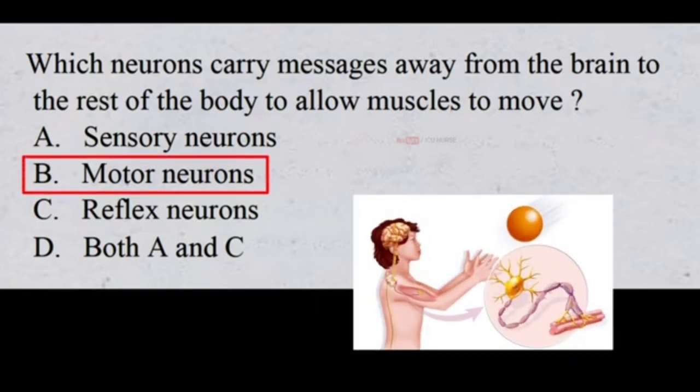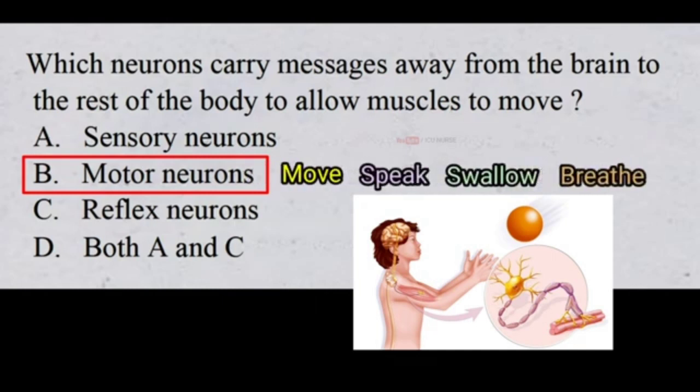Motor neurons are the cells in the brain and spinal cord that allow us to move, speak, swallow and breathe by sending commands from the brain to the muscles that carry out these functions. The nerve fibers of the motor neurons are the longest in the body. A single axon can stretch from the base of the spinal cord all the way to the toes.